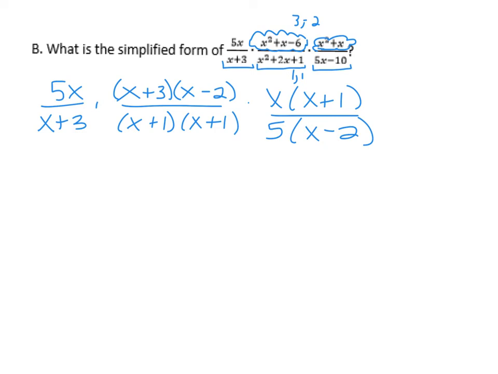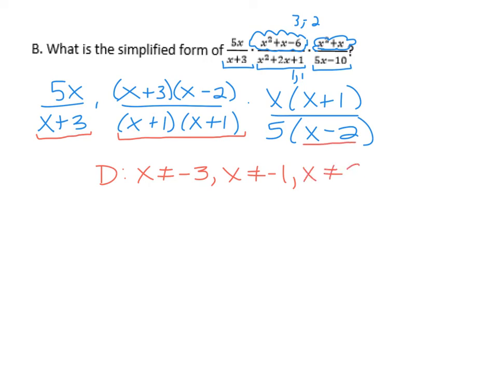All right, our next step, let's state restrictions in our domain. Take a look at each denominator that has an x in it. For that first denominator, x plus 3, I know that x can't equal negative 3. In that second denominator, the two parentheses are the same. X can't equal negative 1. We don't state multiplicities here because we're not sketching a graph. And in that third fraction, the only x I see is x minus 2. And that means x can't equal positive 2. And there's our domain restriction set.